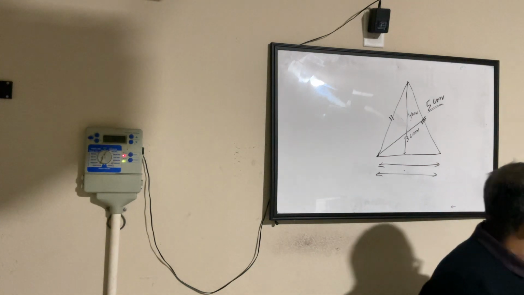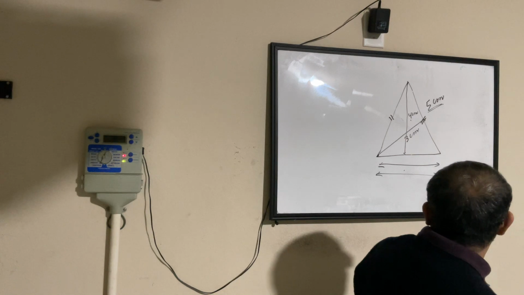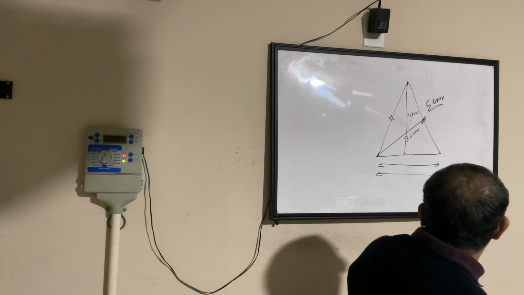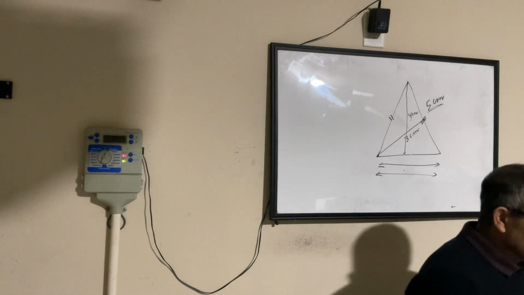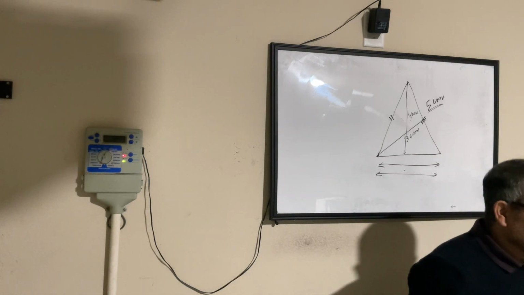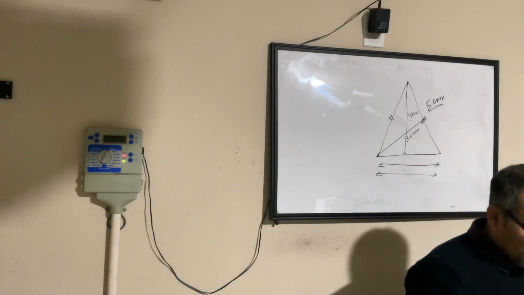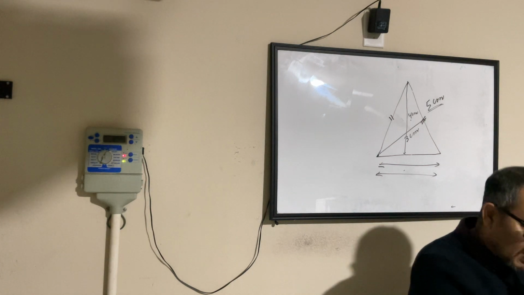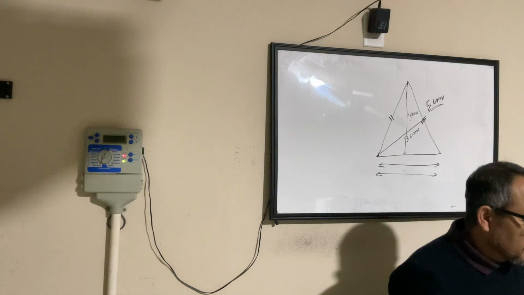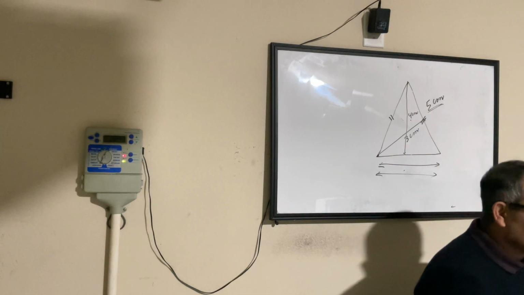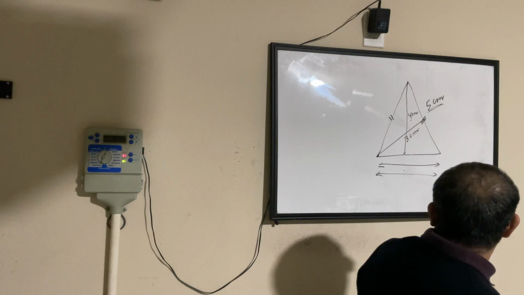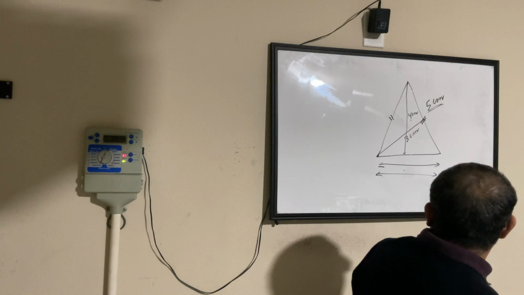22, sir. 22 what? Centimeter square. No. How did you get that? Multiply. Okay, multiply what with what? 6 by 2. I meant 6 by 4. But where is 6?